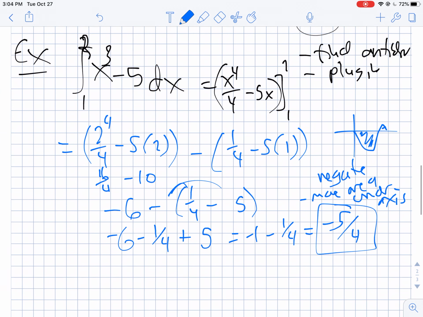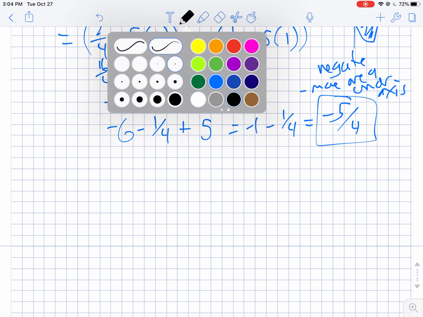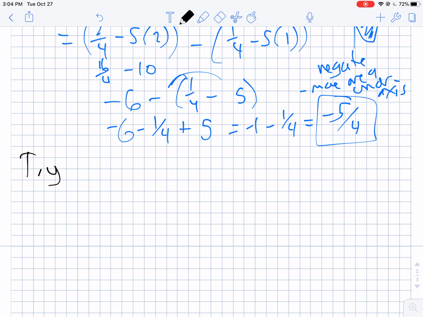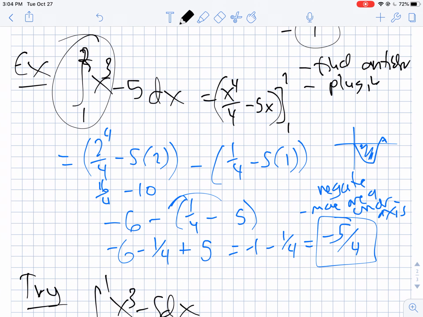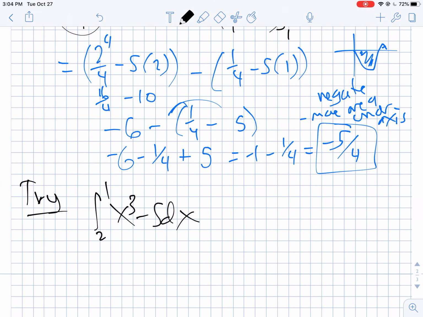Okay, one thing for you to try here is let's try this one. So feel free to pause it and try this on your own. Let's try the integral from 2 to 1 of x cubed minus 5 dx. Now, hopefully you know the answer, right? If you switch the bounds, you should just get the negative. So go ahead and pause and give that a try on your own.